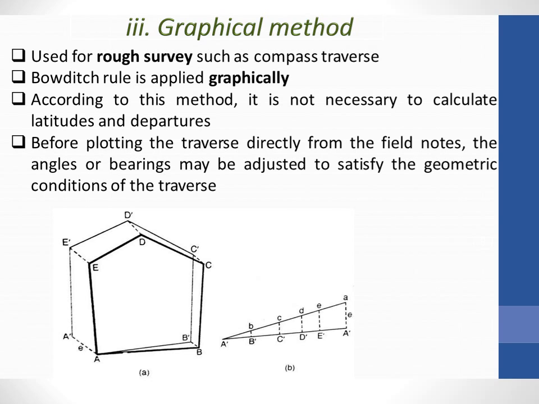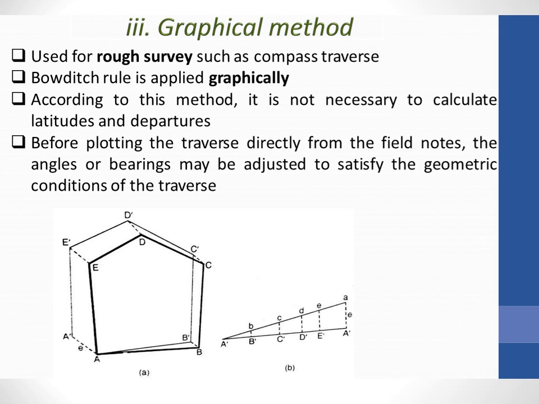According to this method, it is not necessary to calculate latitudes and departures. We are not going to calculate anything here. Before plotting the traverse directly from the field notes, the angles or bearings may be adjusted to satisfy the geometric conditions of the traverse. If such small errors are there in angles, they will be adjusted before plotting on our drawing paper. Okay, so see the figure.